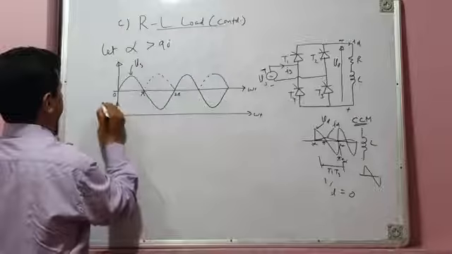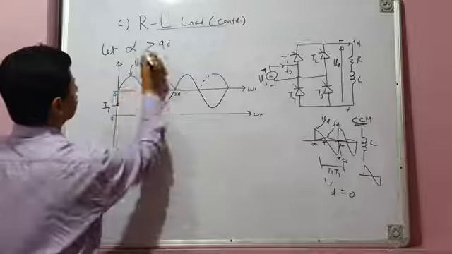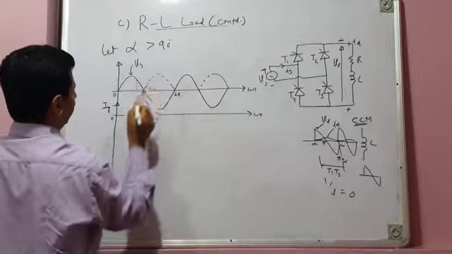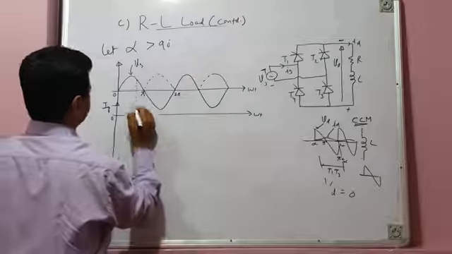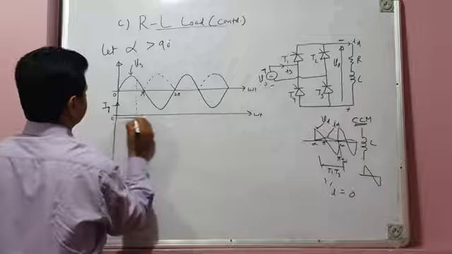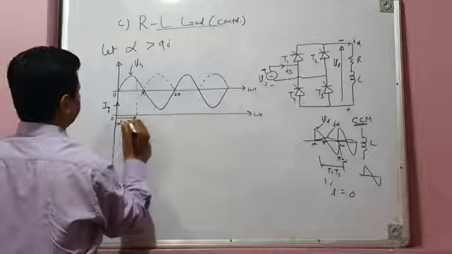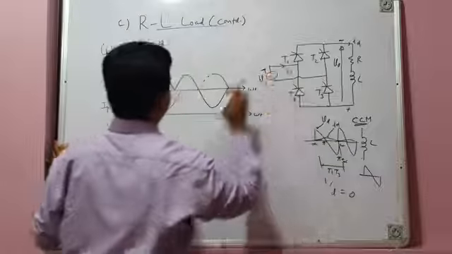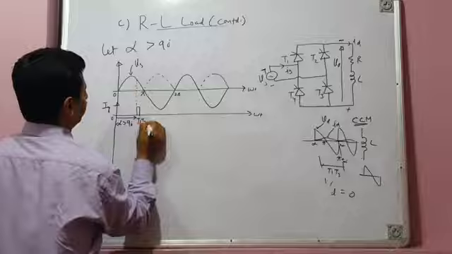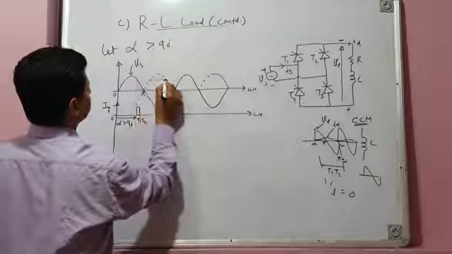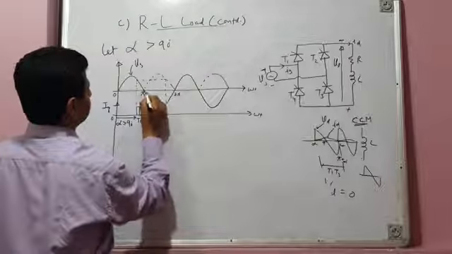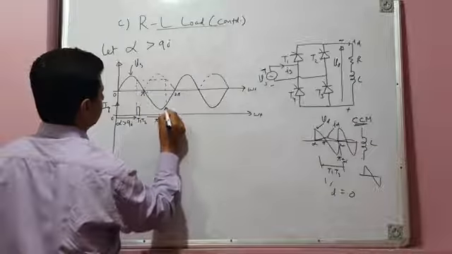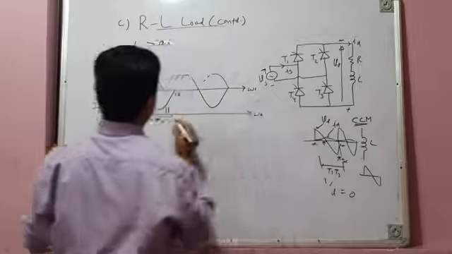IG means gating current pulses, and since we are assuming alpha greater than 90 degrees, let us assume this is alpha around 120 degrees. So during the positive half cycle of source voltage, firing pulse will be issued to the T1 T3 pair. During the negative half cycle of source voltage, at pi plus alpha, firing pulse will be issued simultaneously to T2 T4.